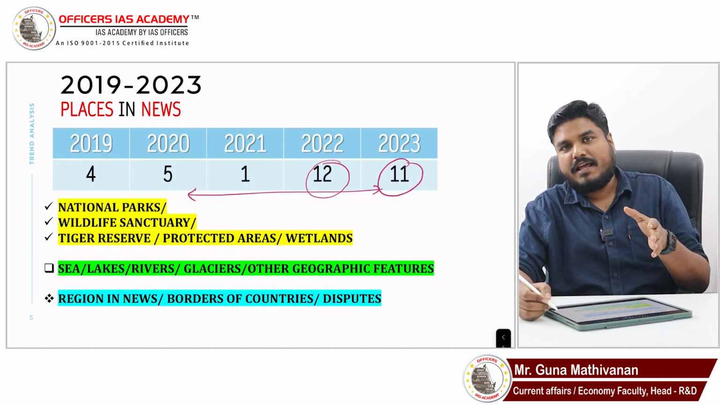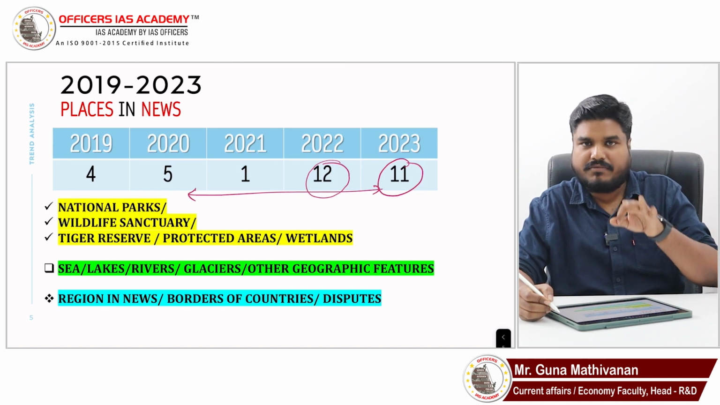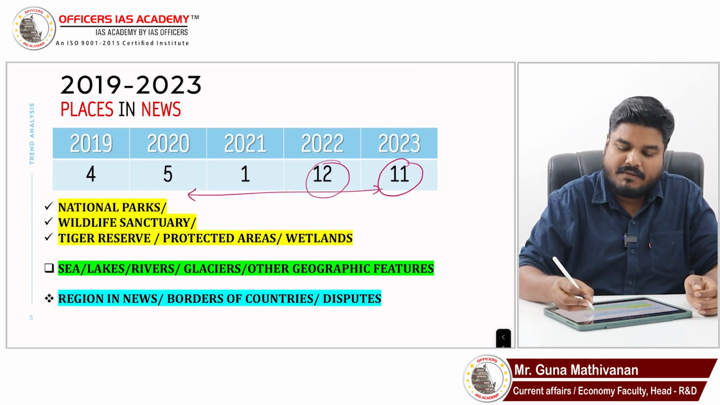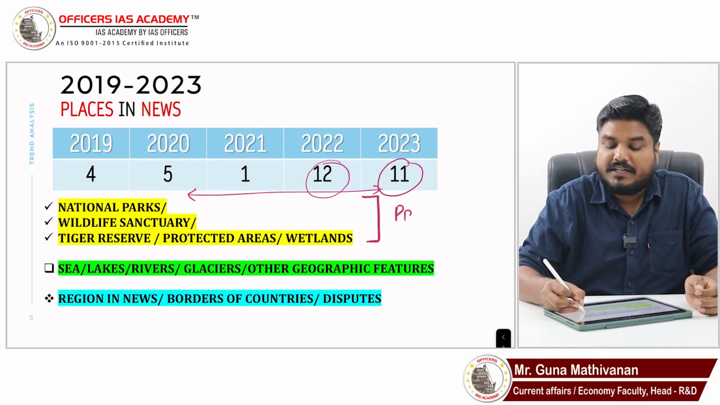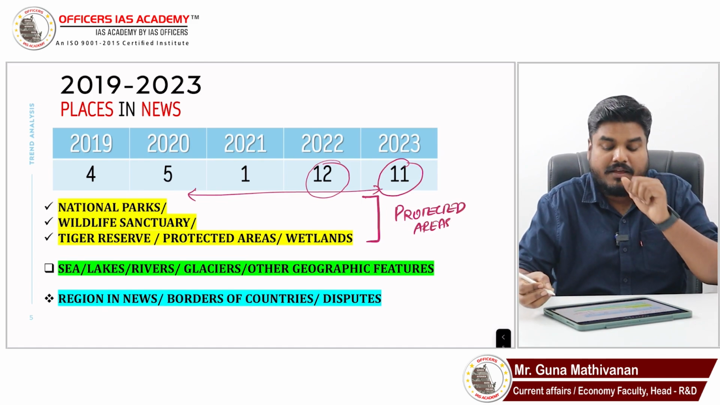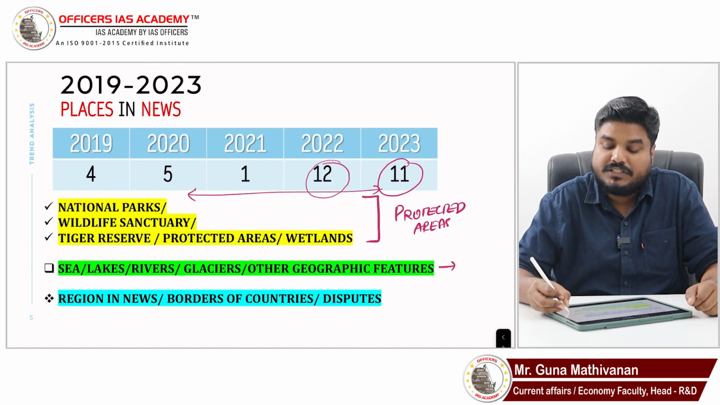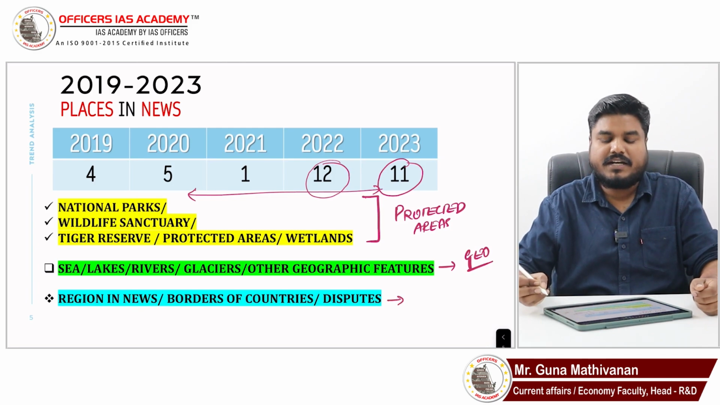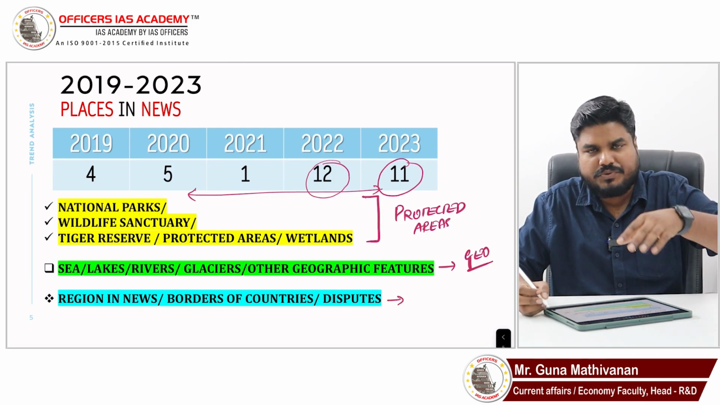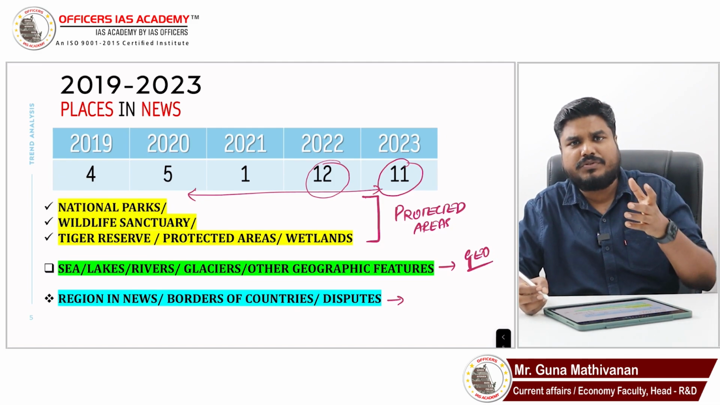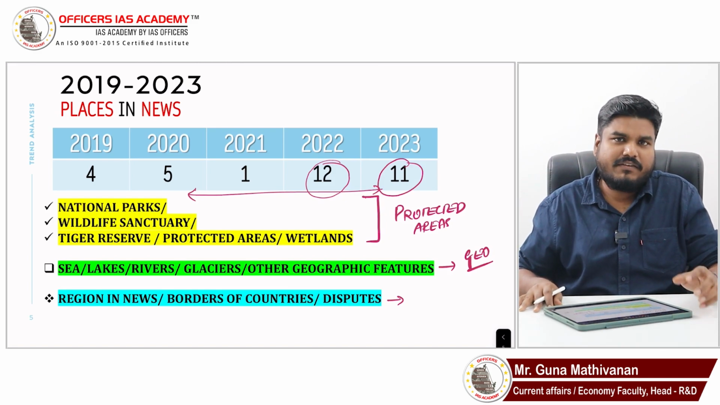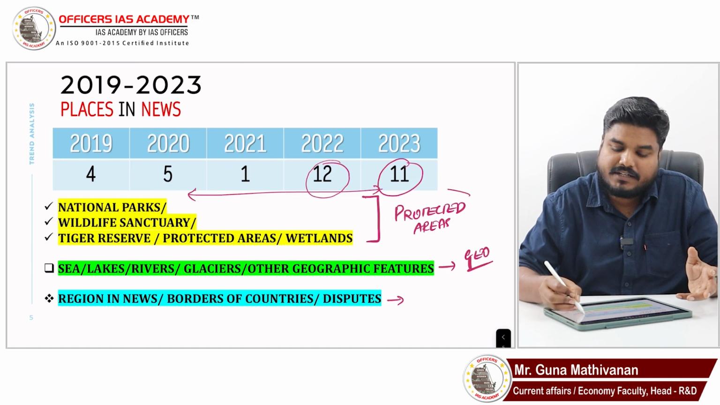I'm dividing places in news into three themes, so I will make three videos. Theme number one is related to protected areas. Theme number two is regarding geographical features. The third one is related to countries in dispute: border disputes, communities disputes. In today's video, I will explain how to tackle protected areas.